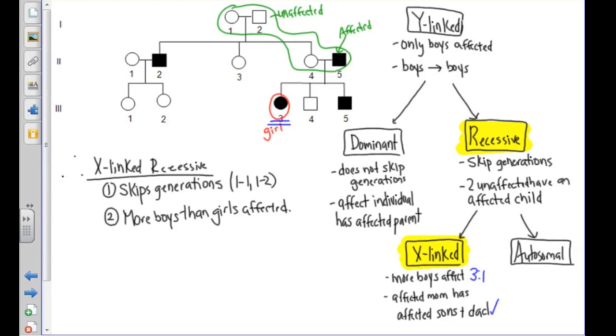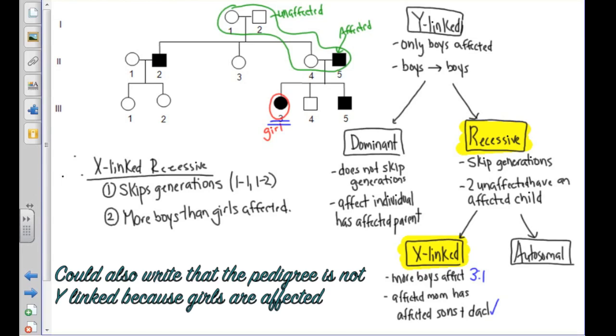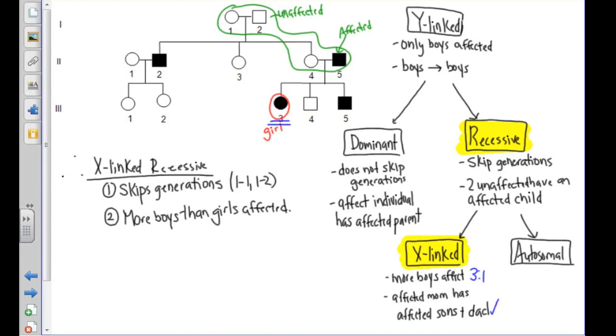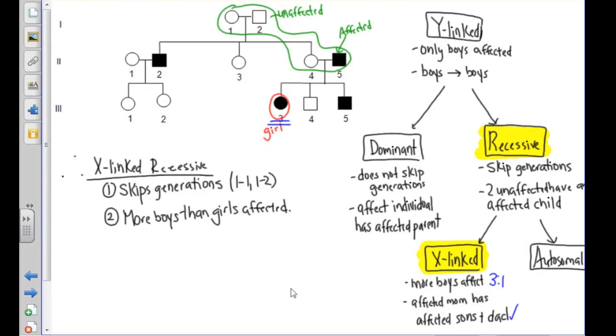You can always write down other reasons to prove why it's not another mode of inheritance. For example, you can put that it's not Y-linked because there's girls affected. Don't forget our conclusions are not 100% correct because our pedigrees are still really small and it could suddenly show a different pattern if we were to look at future generations. So now that we've determined that this mode of inheritance is X-linked recessive, we can go back in and fill in the genotypes of all individuals affected.